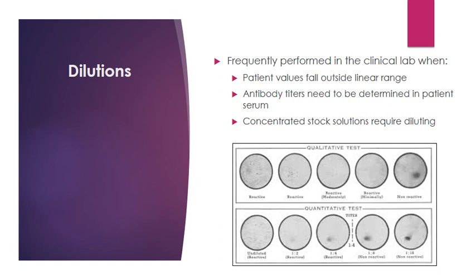So looking at this, the undiluted is reactive, the 1 to 2 is reactive, the 1 to 4 is reactive, the 1 to 8 is non-reactive, and the 1 to 16 is non-reactive. So looking at this, you can say that your titer is 1 to 4, and that's a really good example of where they would do dilutions in the lab.